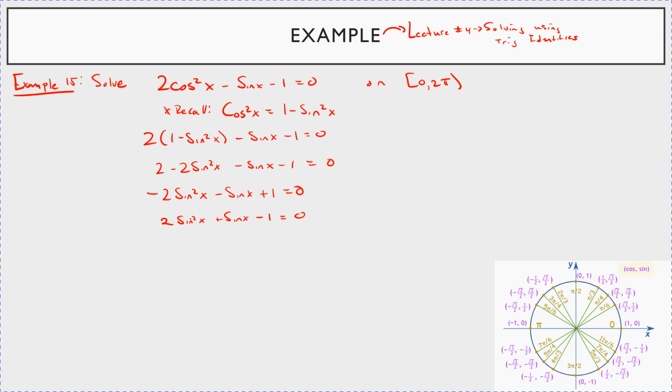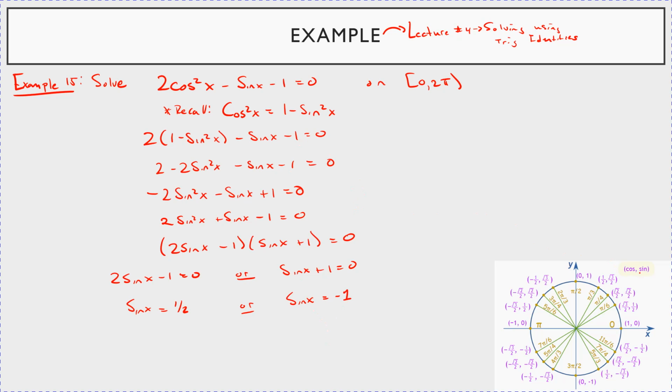Now it looks quadratic in nature, so you can follow the previous lecture, but hopefully you see that this is going to factor as 2 sine x minus 1 times sine x plus 1 is equal to 0. Then, using the zero multiplication property, 2 sine x minus 1 is equal to 0, or sine of x plus 1 is equal to 0. So when does sine of x equal 1/2, or when does sine of x equal negative 1?